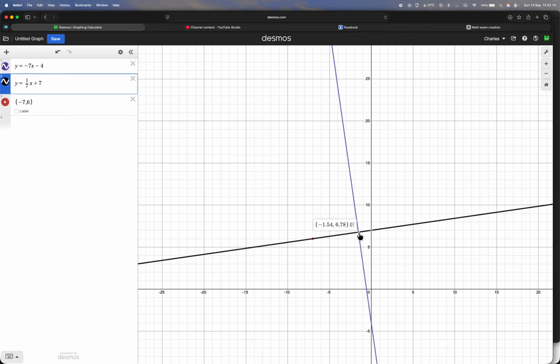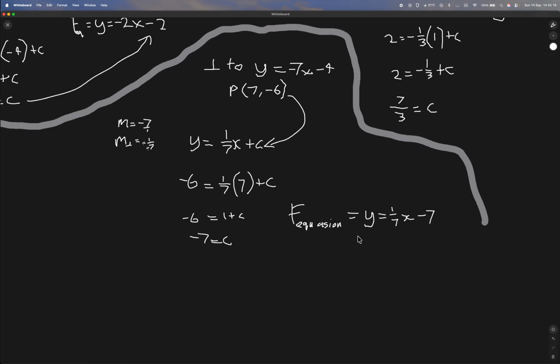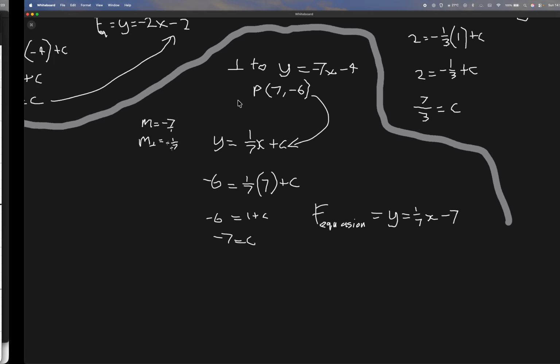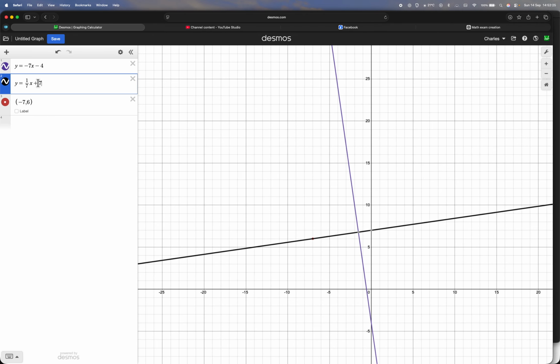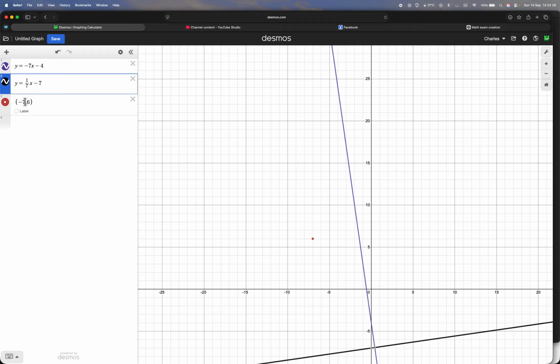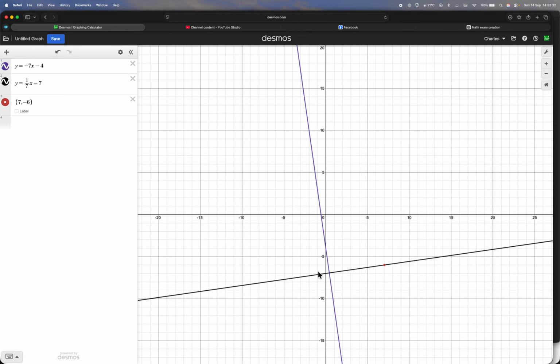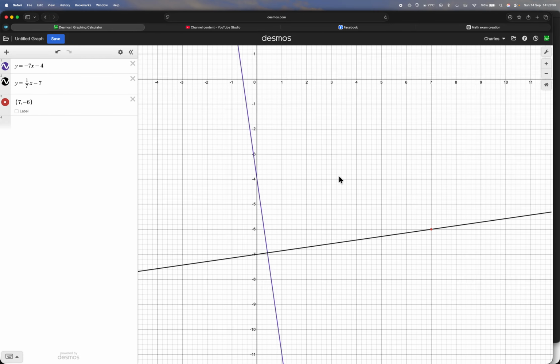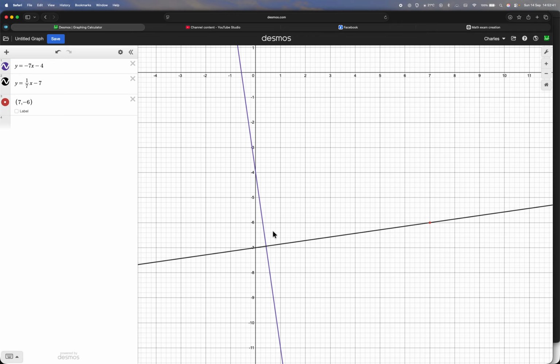Okay, there was a mistake somewhere in my working. Let's see if we can find where I did it. Oh, I put the points at the wrong spot. 7 comma negative 6. There we go. There was no mistake in my working. That's a mistake in my Desmos entering. So, there you go. That is how you find the equation of a perpendicular line when given a line and another point.